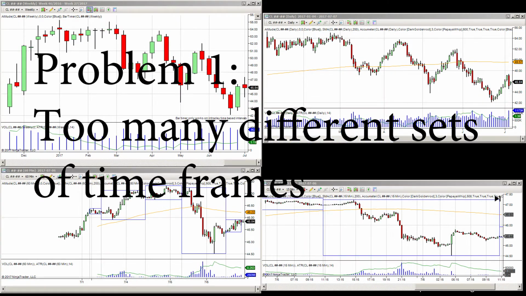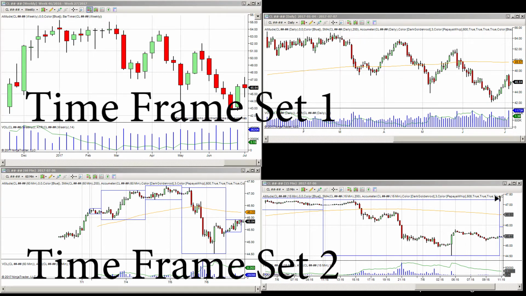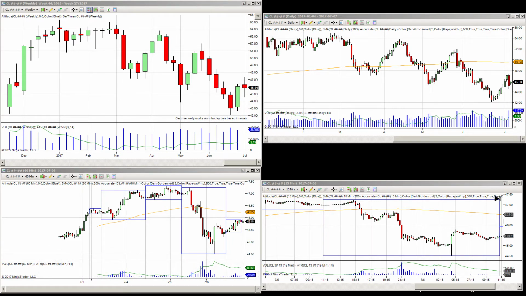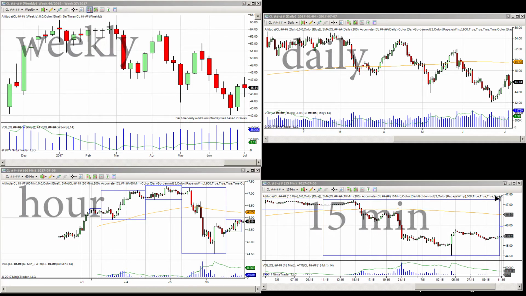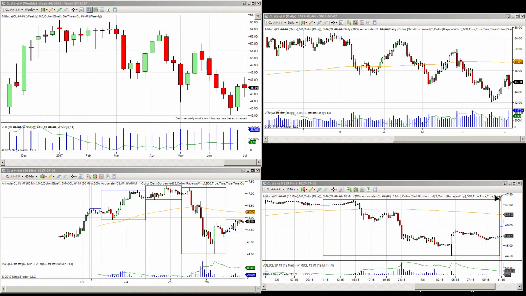Problem 1. Analysis paralysis and hopping between different time frames. When you're forming a strategy for trading with multi-time frame analysis, you choose one set of time frames and use them. That could be 4-hour with entries on the 1-hour charts, a 1-hour with entries on the 15-minute charts, or a weekly chart with entries on the daily charts.